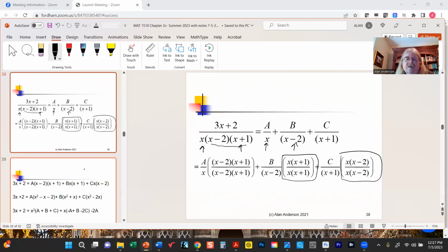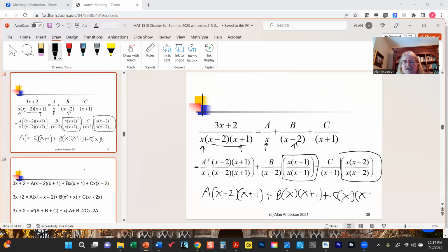So what we've done here is we actually multiplied each of these terms by 1, which we're certainly allowed to do, but we needed to do it in such a way that we end up with a common denominator for all the terms. So what we have here then ultimately is A times x minus 2 times x plus 1, plus B times x plus 1, plus C times x minus 2. The denominator is the three terms from the original expression.